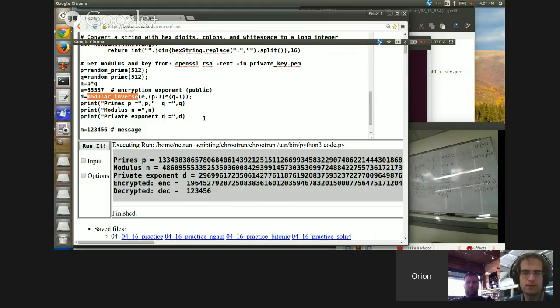So, long story short, this is modular for me, and this is what makes the decryption actually work out, right? I encrypt, then decrypt, and get back to the original.